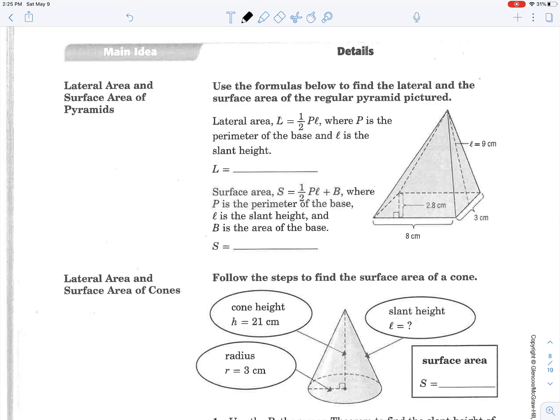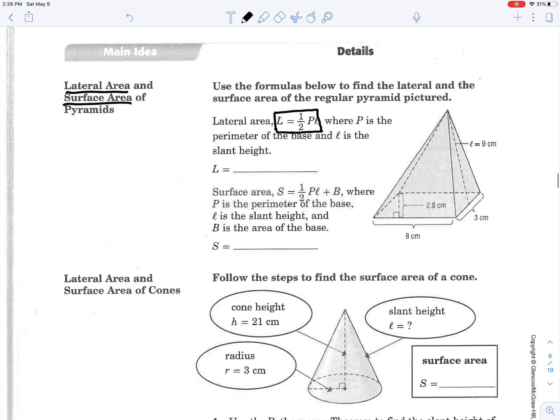Lateral area and surface area of pyramids. So remember, the lateral area is the sum of the areas of the lateral faces. It does not include the base. The surface area covers the entire surface. It does include the base. So we have these two formulas. Lateral area is 1/2 perimeter of the base times the height. But not just the height, it's the slant height, which I said again, represented by the cursive letter L. A pyramid is slanted, it has a slant height.